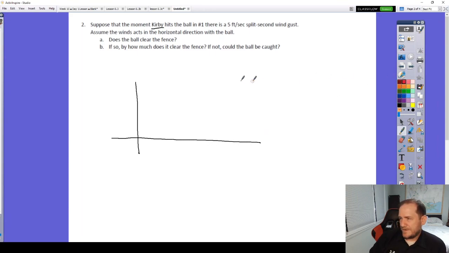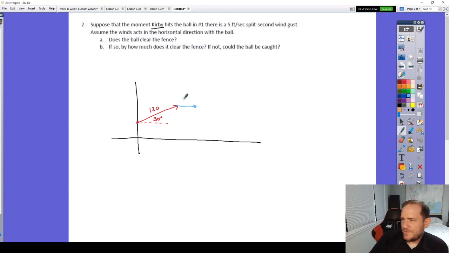Suddenly, that vector that was affecting the ball before, which was what? A vector with a magnitude of 120 that acted on a 30-degree angle. It is now having added to it a second wind vector. And it says, assume the wind acts in the horizontal direction with the ball. So that means there's a vector up here. I'm going to put it right at the tip of the other vector.